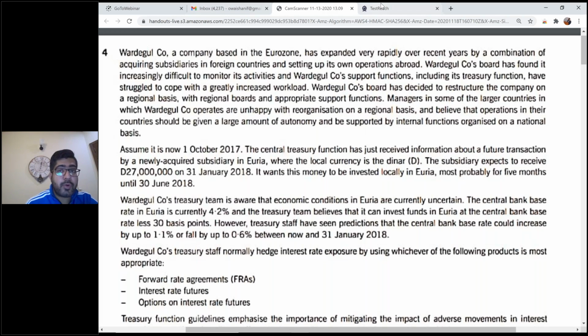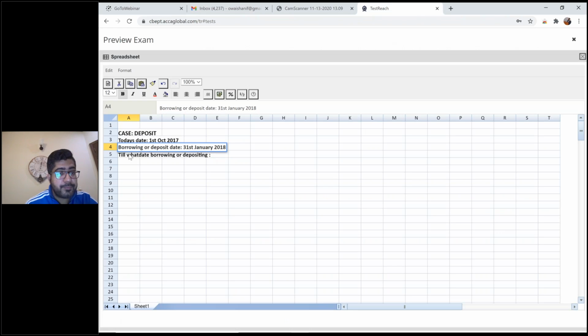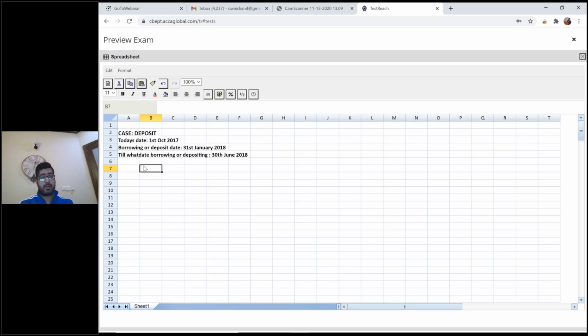Till what time you are borrowing or depositing? The last thing: 30th June 2018. Okay. First note these 4 things. This will really help you. You will see in the later part of the question how this is helping you. You don't need to refer to the question again and again. All these 4 things will be given in the question. That's a guarantee. You just need to search.